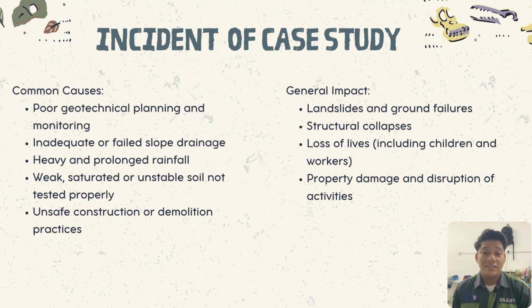Next, I will talk about the incidents of the case studies. We have two points: the common causes and the general impact. Common causes are poor geotechnical planning and monitoring, inadequate or failed slope drainage, heavy and prolonged rainfall, weak, saturated or unstable soil not tested properly, and unsafe construction or demolition practice. The general impact is landslides and ground failures, structural collapse, loss of life including children and workers, property damage, and destruction of activities.